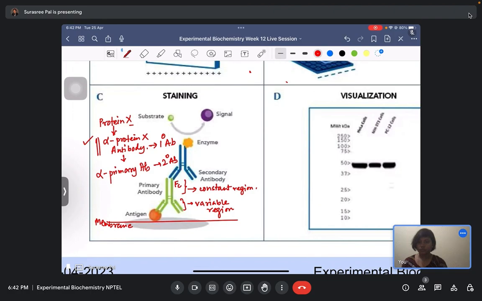Now these constant regions are actually species specific, which means that suppose the primary antibody is raised in mouse, okay, so all the antibodies of the mouse will have more or less the same constant region. So this constant region will be detected by the secondary antibody. So this secondary antibody will actually be an anti-mouse antibody if the primary antibody is raised in mouse.